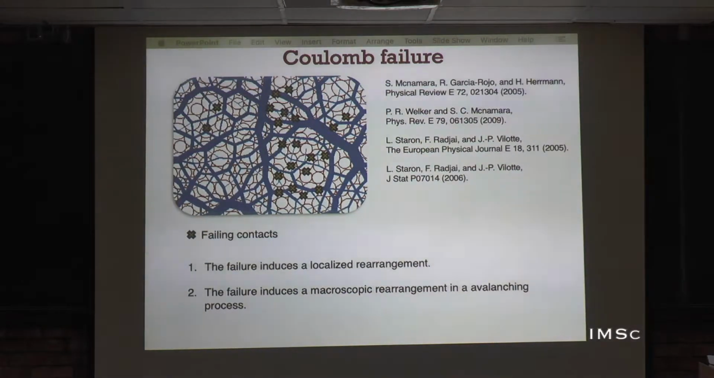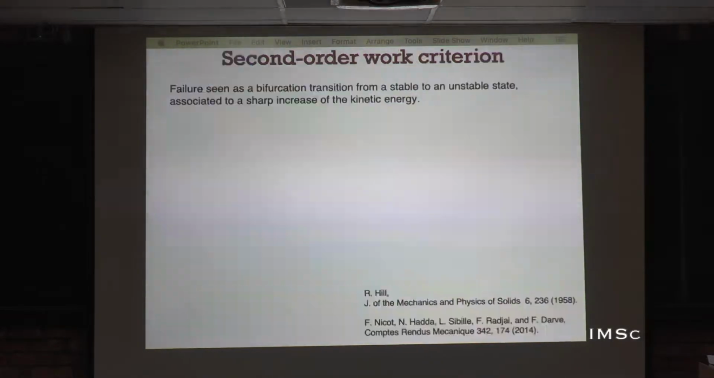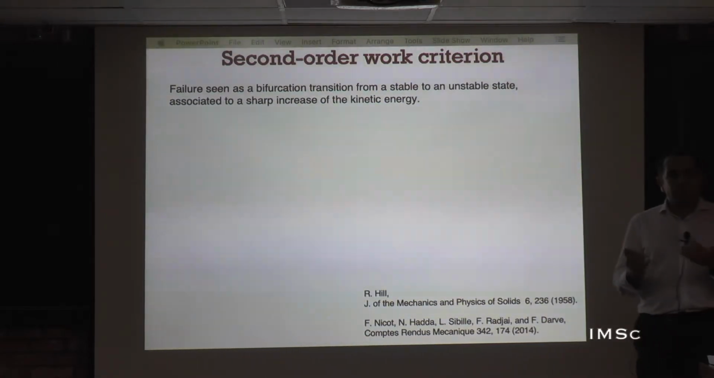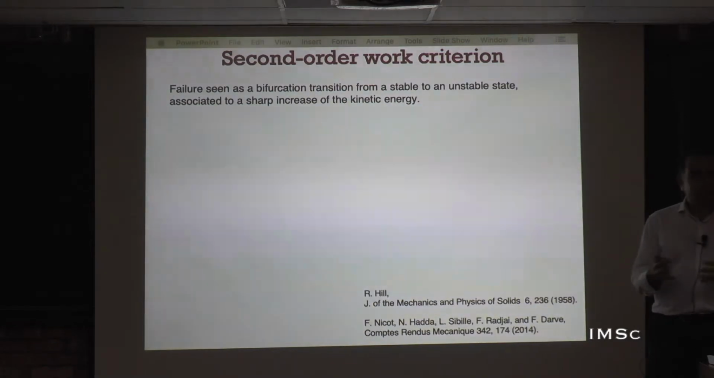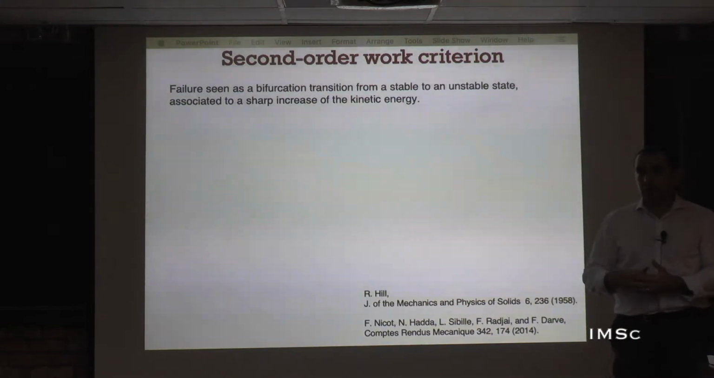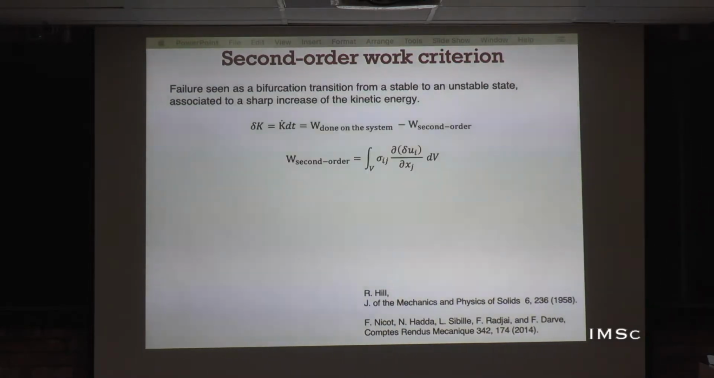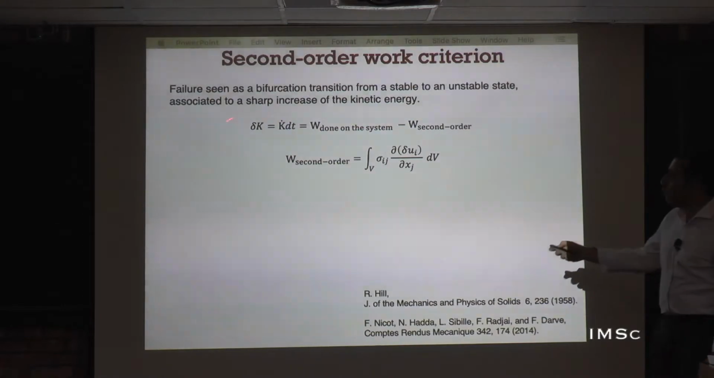There is also a complementary approach, more from the engineering community, which they call the second order work criterion, which tries to see the instability again as a bifurcation. They say, okay, if I have an instability, it means that when the system is stable, the kinetic energy of my system is small. Then when it's unstable, the kinetic energy steeply rises. So the question is, where is this kinetic energy coming from? What they say is the following. What is the variation of the kinetic energy?